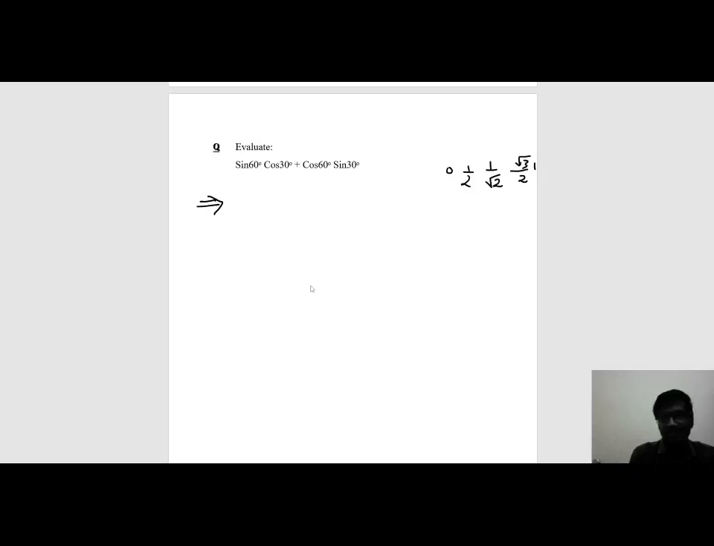So what is sin 60? Sin 60 is root 3 by 2. So root 3 by 2 into cos 30. If you remember what I had said earlier, that for getting the values of cos, we have to go in the reverse order of sine. So cos 30 will be equal to sine 60. So here also we'll get root 3 by 2. Okay. Plus cos 60. Cos 60 will be equal to sine 30. That will be equal to 1 by 2.